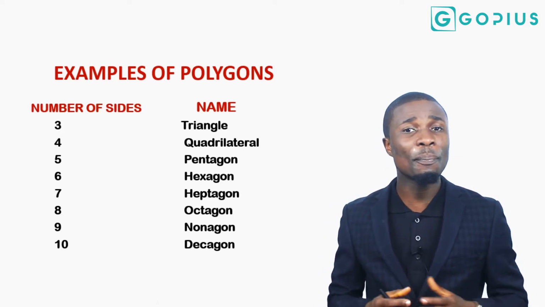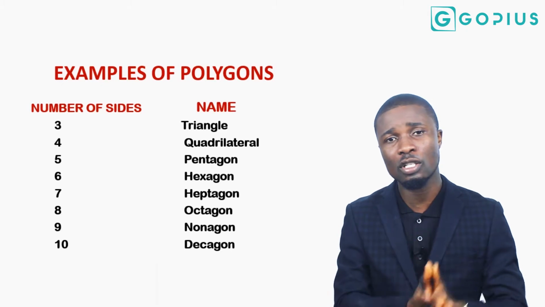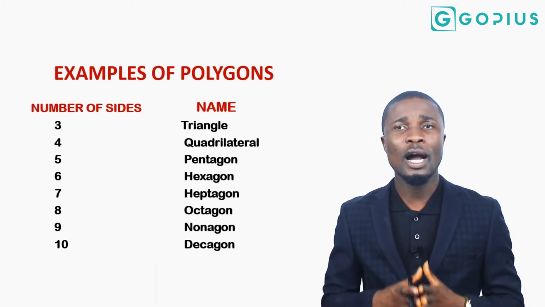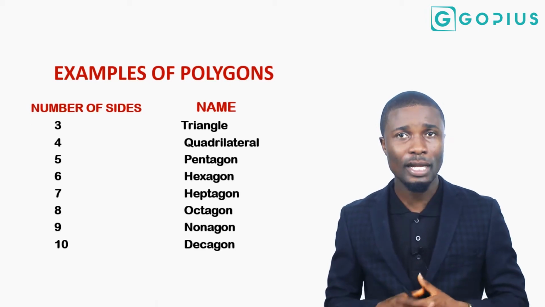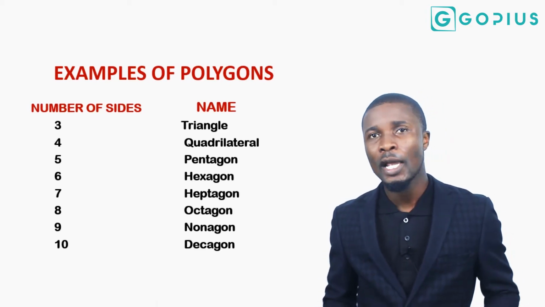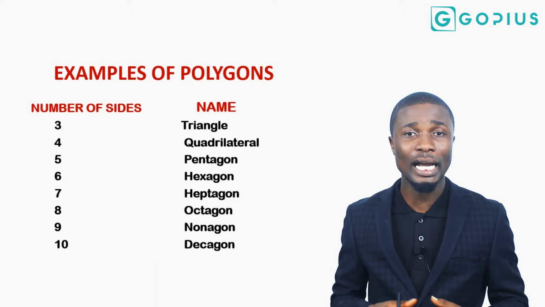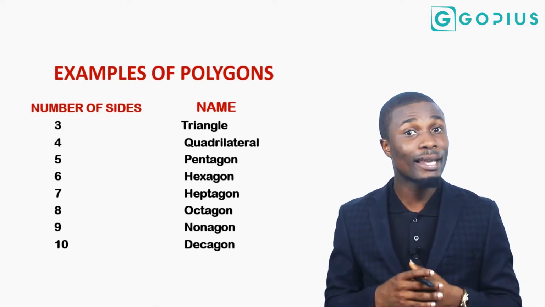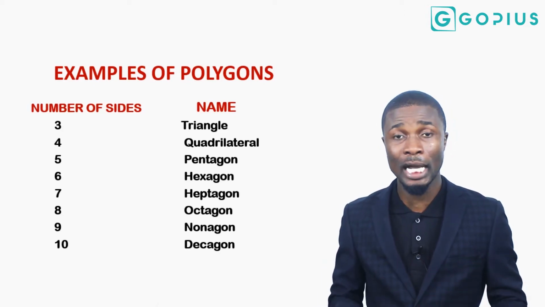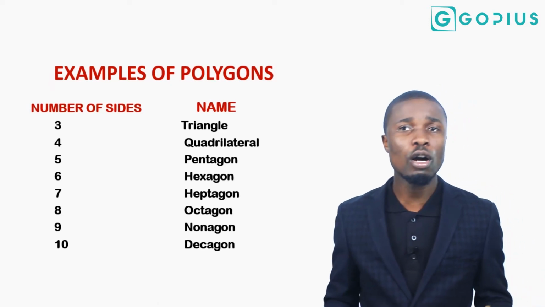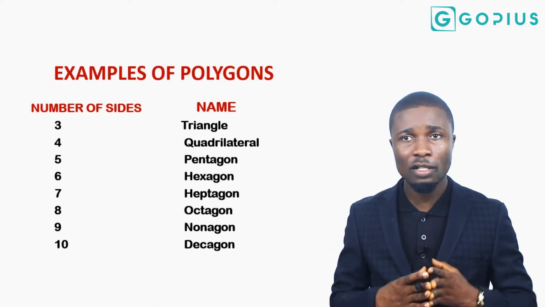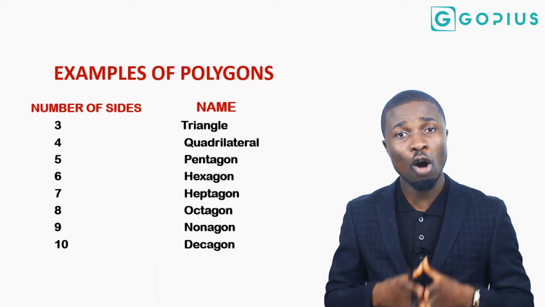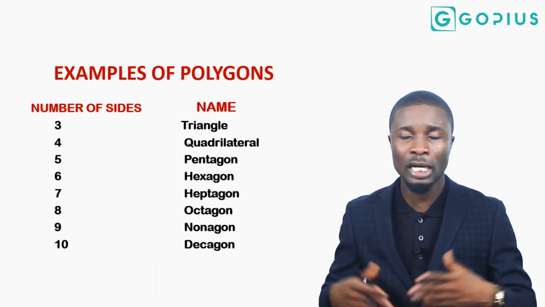Now a 3-sided polygon of course is the triangle, which we just discussed in the previous video. A 4-sided polygon is called the quadrilateral. A 5-sided polygon is called the pentagon. 6-sided is called the hexagon. 7-sided is called the heptagon. 8-sided is called the octagon. 9-sided is the nonagon, and of course the 10-sided polygon is called the decagon. 11 is hendecagon, 12 is dodecagon, and the rest of them.